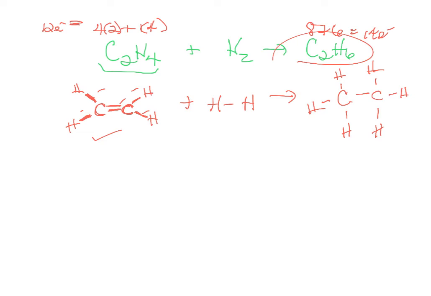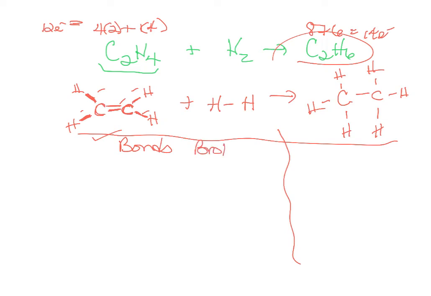Alrighty, so now you look at the bond energies, and what I like to do is simply make a table. On the left I have bonds broken, that's from the reactants. On the right I put bonds made, keeping in mind that all of the numbers in the bonds made are going to be negative and all of them in bonds broken will be positive.